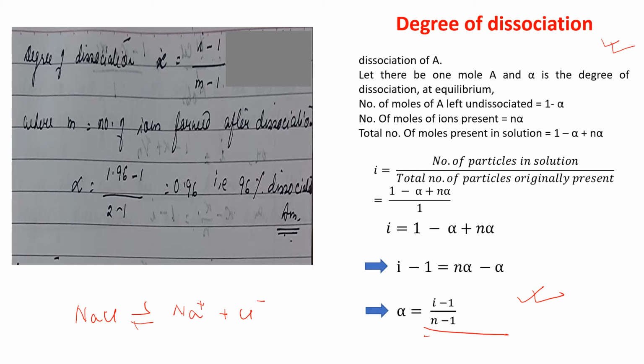So alpha equals, with the value of i we got as 1.96, (1.96 minus 1) divided by (2 minus 1), where 2 is the number of ions formed after dissociation. From there we get the value 96% dissociated. Am I clear? So this is your degree of dissociation. That is, the NaCl solution is 96% dissociated in this numerical.